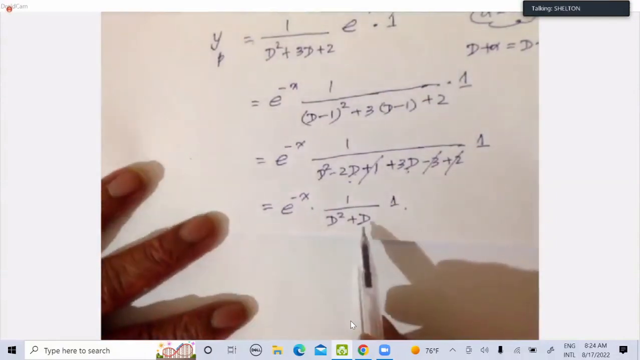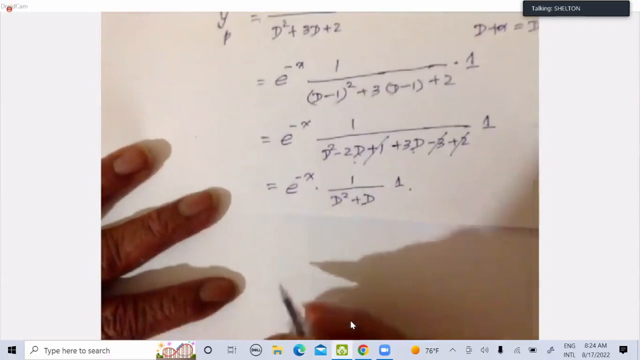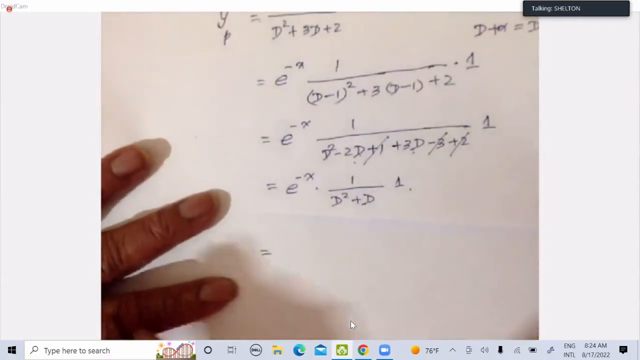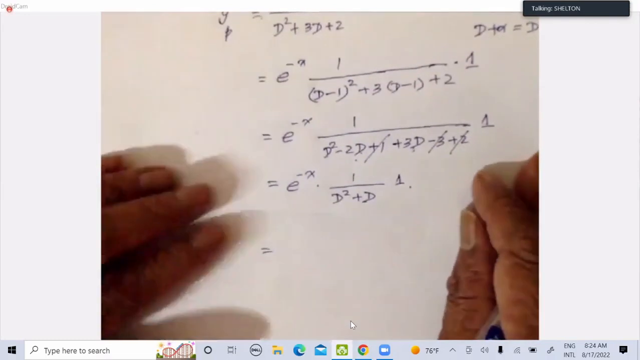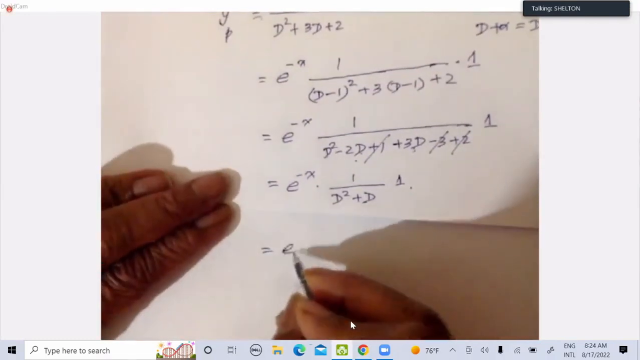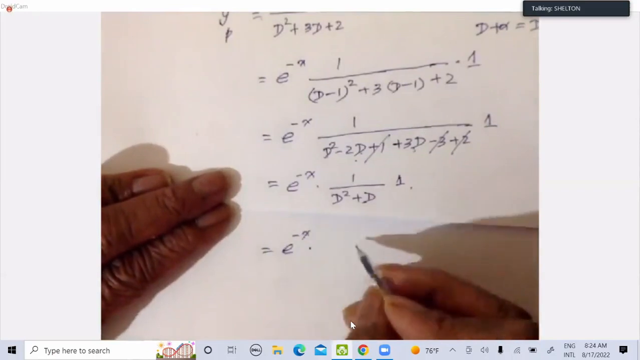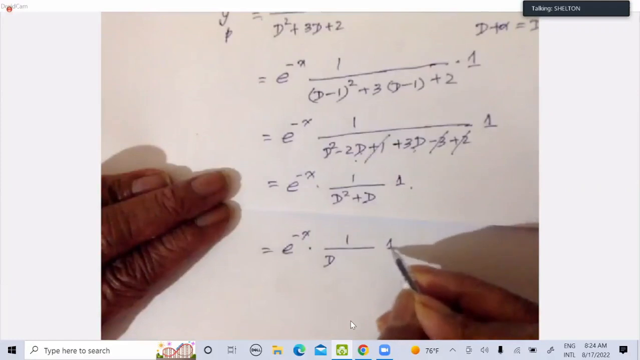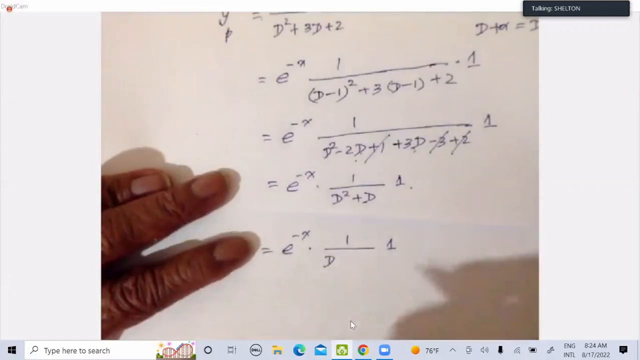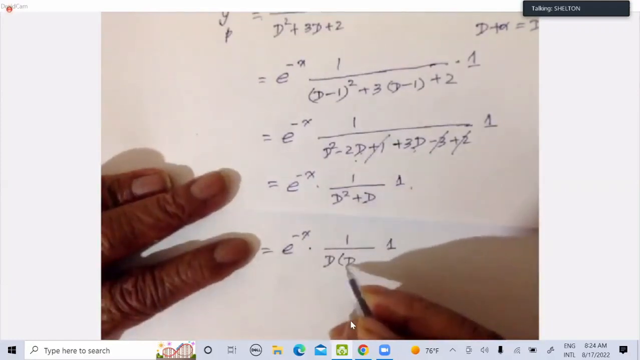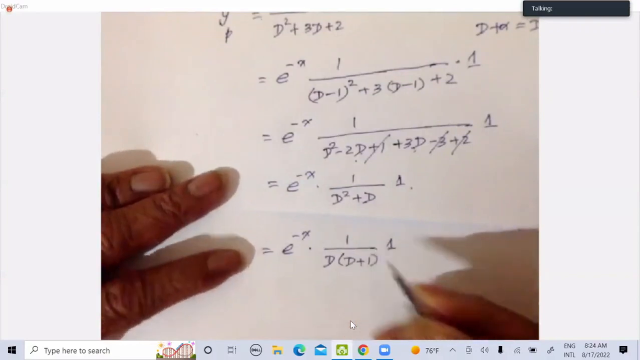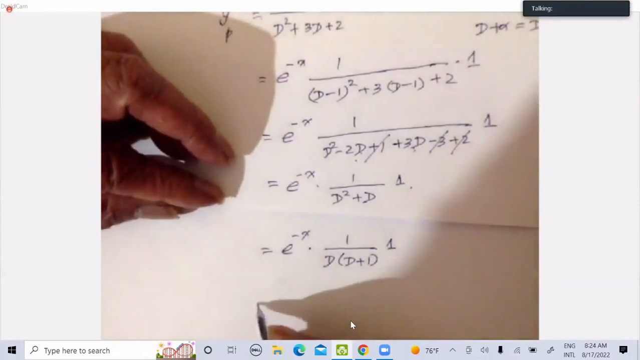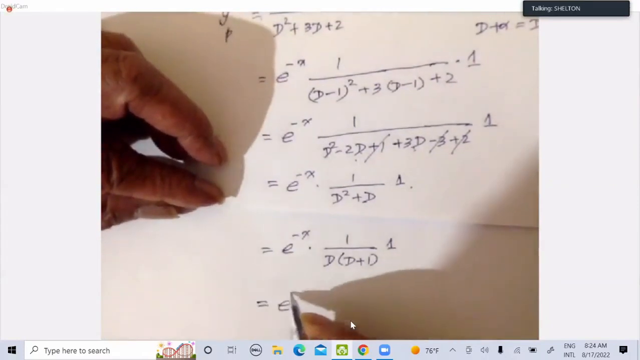Now you can factor this out. How do you find this one? 1 over D is like integration, because D is differentiation. So e to the minus x will stay there. Factor this out. If we have just 1 over D of 1, that is just to integrate 1. But we have D times (D plus 1) here. How do you do this? This is equal to e to the minus x.